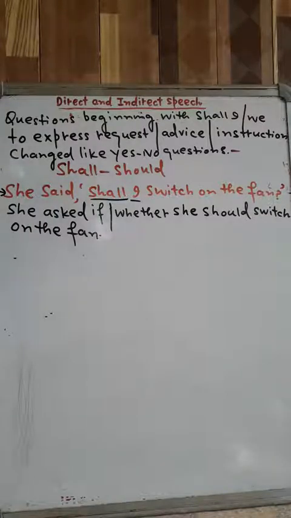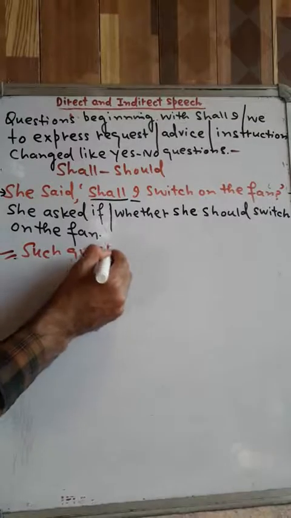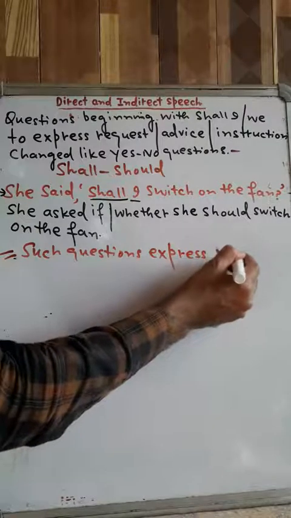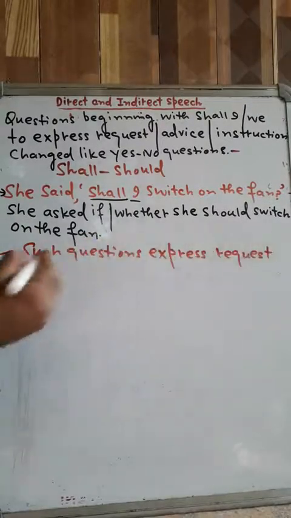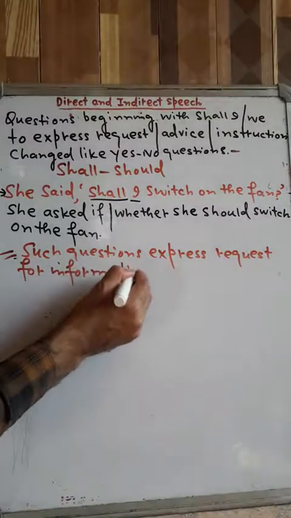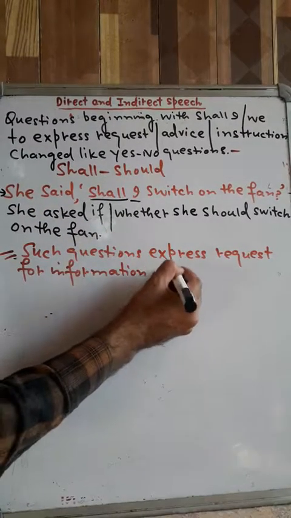Now shall becomes would when such questions express request for information. So when there is not advice or instruction, but when such questions express request for information, then shall becomes would.